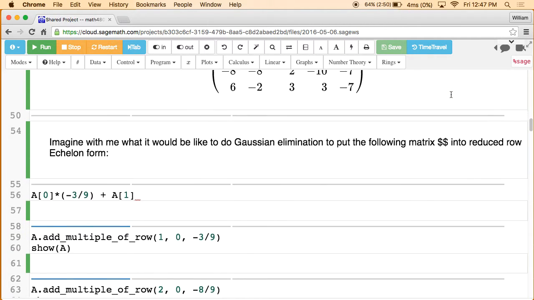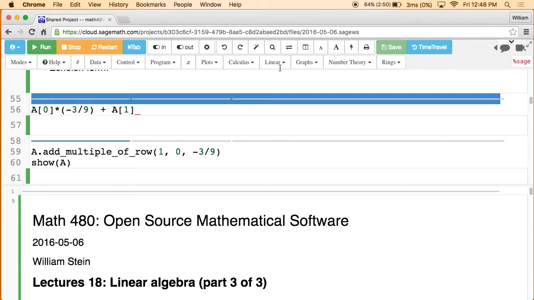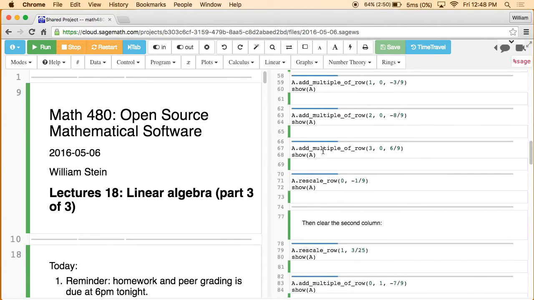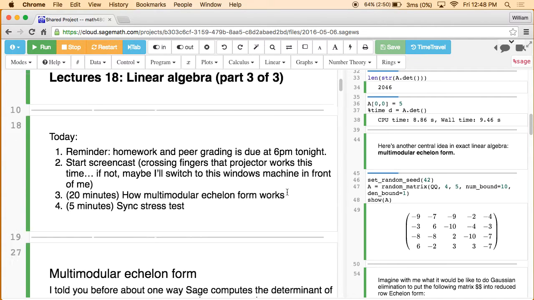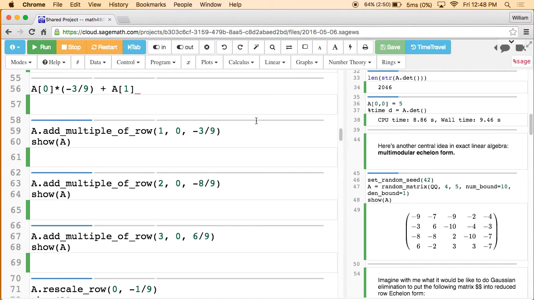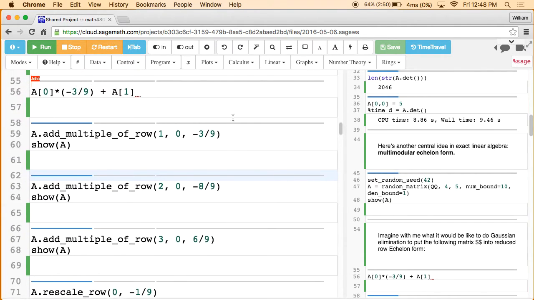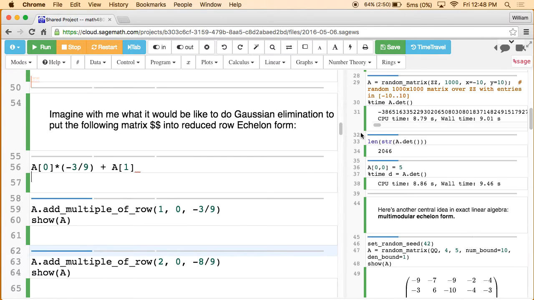So I just defined my matrix, and now I guess I need to split the screen so we can see two things at the same time. So I'm going to put the matrix over here so that you can see it while we echelonize. I just started adding multiples of one row to another, which is, oh, it's never going to work.